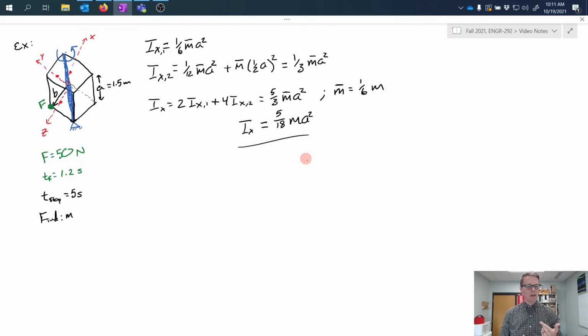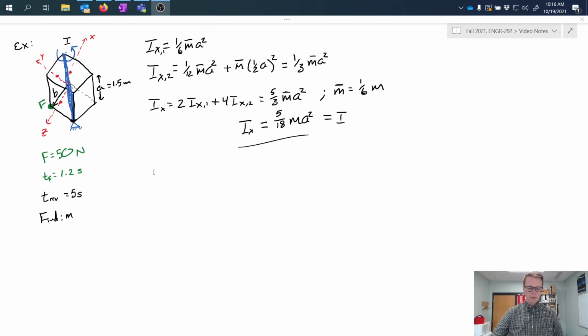And again, because of the symmetry that I have, I can say that this is equal to the I that I need for rotation around this blue vertical axis. Okay, so now that we have the mass moment of inertia, we can actually start evaluating the kinetics of the situation. Because we have a force being applied for a period of time, it would make the most sense to use the impulse momentum method for solving this problem, because a force applied over a time is an impulse that we add to the system.